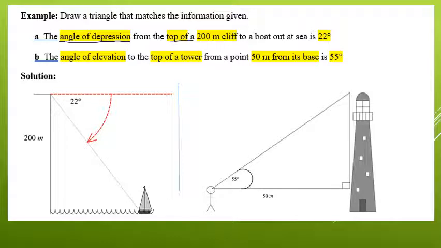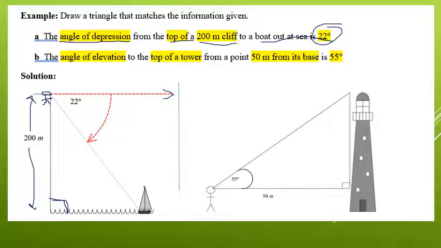From the top of a 200-metre cliff to a boat out at sea is 22 degrees. So the angle of depression is 22 degrees. So here's the person, top of the cliff. Here's our cliff, the person standing on the top of the cliff. It's 200 metres high. That's where my right angle triangle would be. For the angle of depression, you look straight out horizontally, then look down that angle, which is 22 degrees. And there's the boat out in the water. So that would be the diagram.